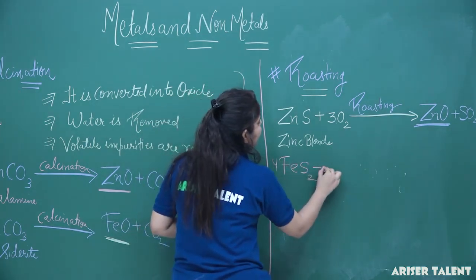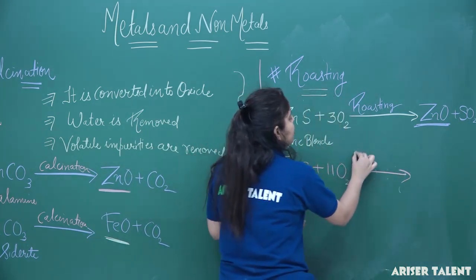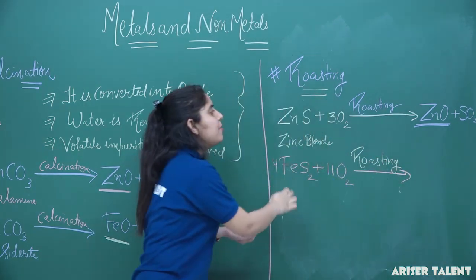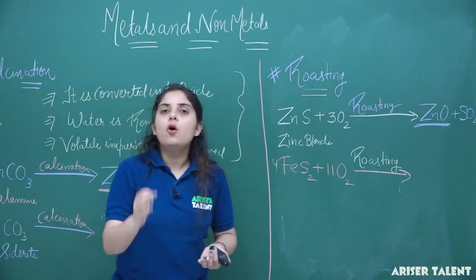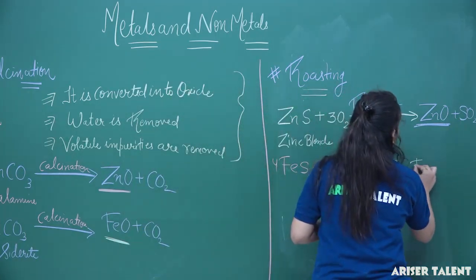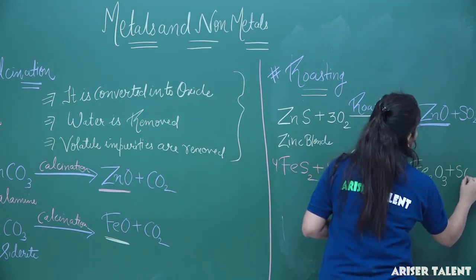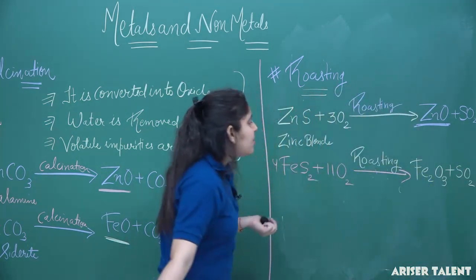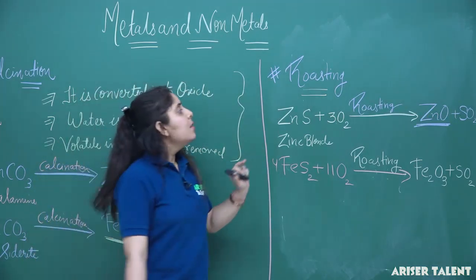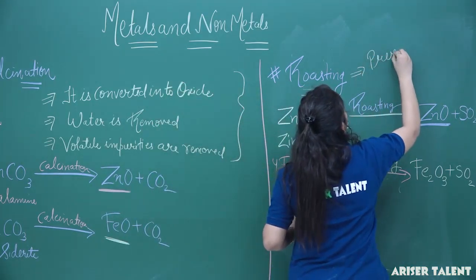FeS2, 4 FeS2 is going to react with 11 O2. We are again performing the operation of roasting, and after roasting, this sulfide is going to convert into the oxide, and the oxide is further reduced to get the particular metal. In the product side, I am getting Fe2O3 plus SO2. On balancing the equation, we will get the complete equation here. So these are the basic steps of roasting, that is done only in the presence of oxygen.